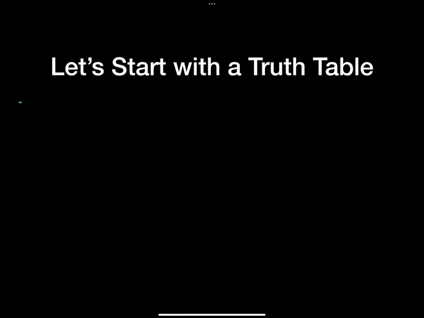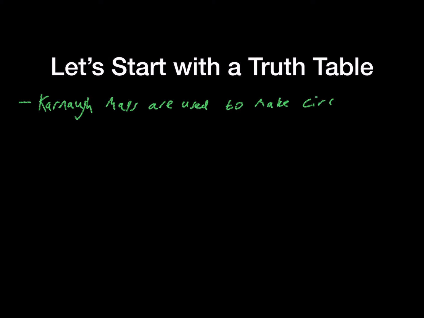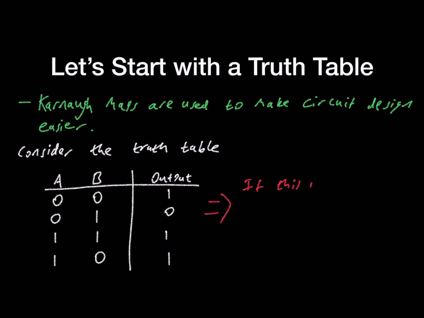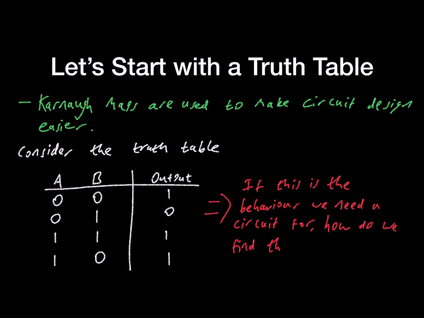Let's begin with the familiar territory of truth tables. Karnaugh Maps are used to make circuit design simpler, once we have the behavior that a circuit needs to represent. This truth table is more complex as it is more difficult to determine the final circuit, unlike with the example from the last video. This is where Karnaugh Maps are useful.